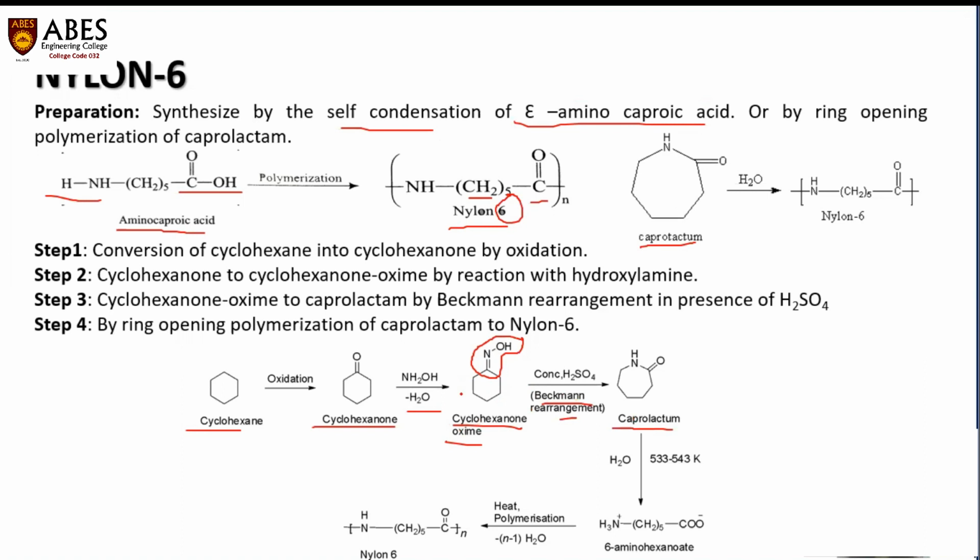As we can see, it was a 6-membered ring. After the rearrangement, it is converted into a 7-membered ring, and here an amide bond forms. So it is basically a 7-membered ring, which is known as caprolactam. This caprolactam, after ring opening polymerization, forms nylon 6.